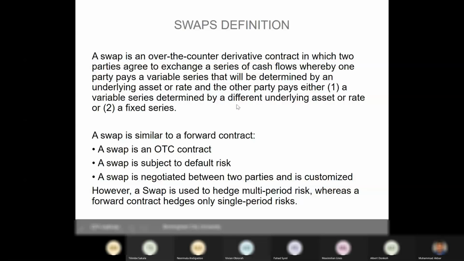There is default risk, of course, because it's an OTC contract, so no clearing agency is involved. And they are customizable because this is an OTC contract between two parties who can arrange to make it fit according to their use.